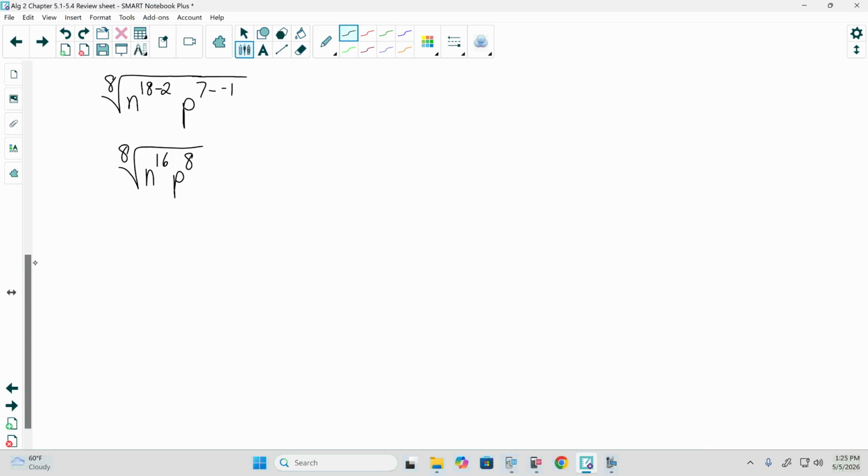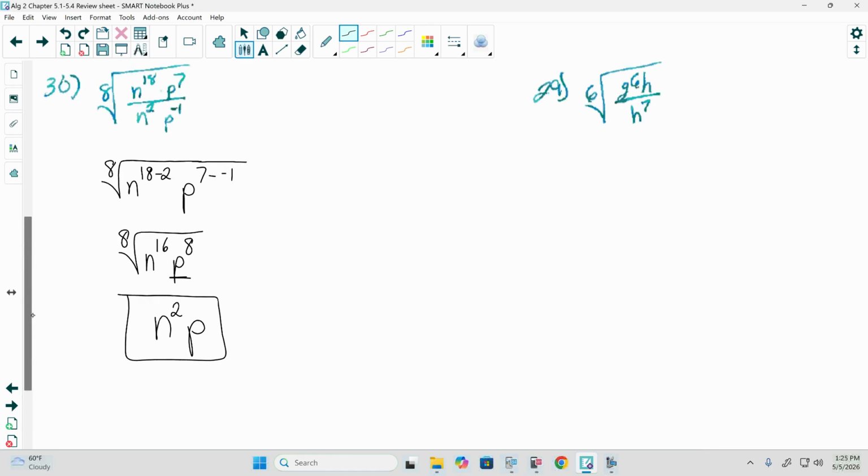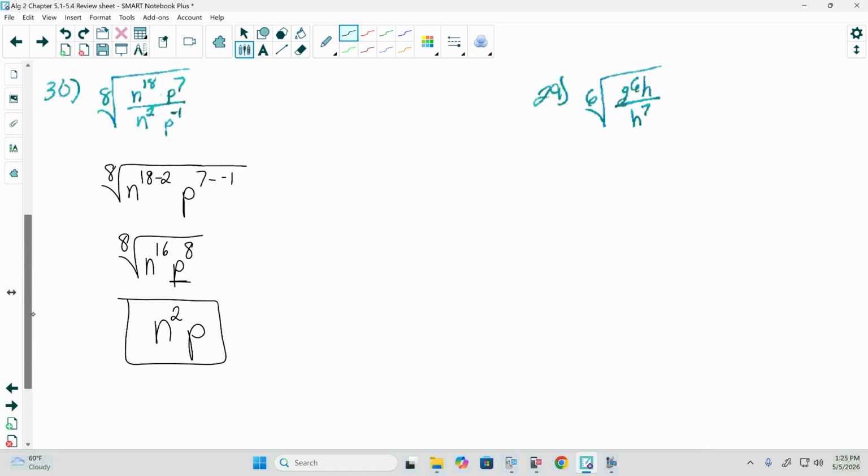Now we need to take the 8th root of n to the 16 p to the 8th. Out of these two here, p is the nicer one because the 8th root of p to the 8th would be just p. And we can look at how many times can I take a group of 8 out of 16. How many times can I divide 16 by 8 evenly? And that would be twice. And since this divides completely evenly, there's no left over. It's just n squared. If there was any left over, if it was, say, n to the 17th, we would take 2 out. There would be 1 left over. So we'd have the 8th root of n left inside. Questions on this here?